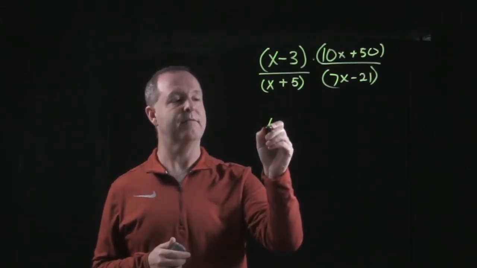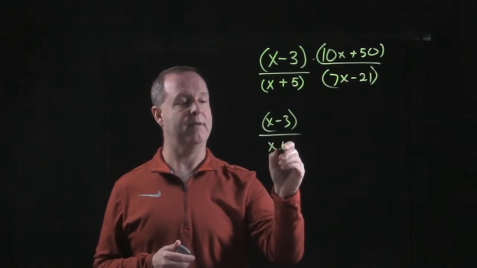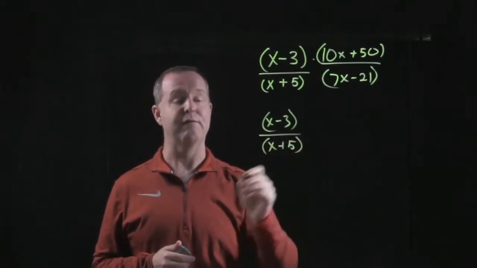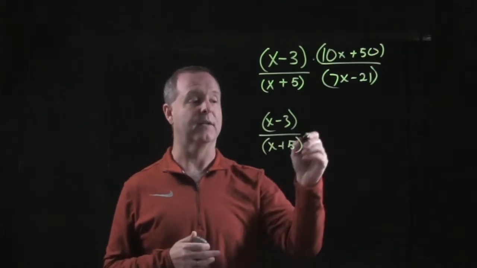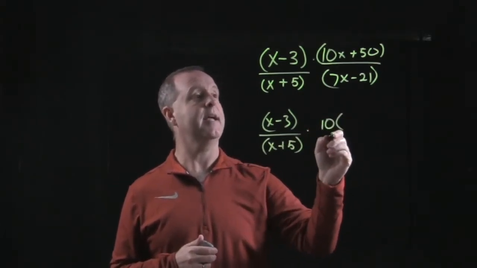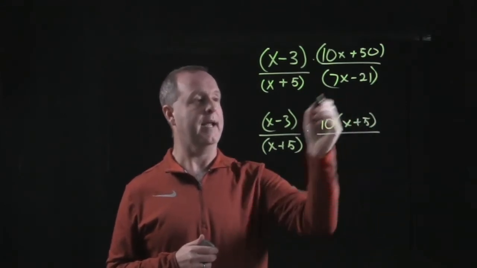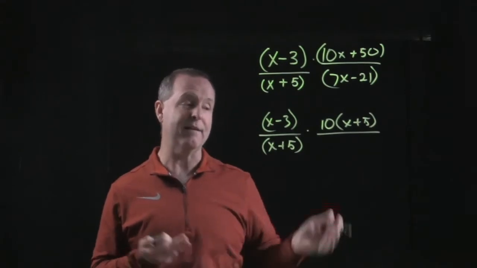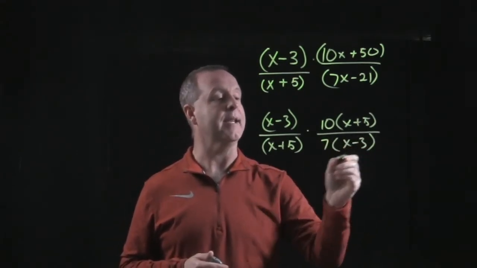x - 3 doesn't factor, so that stays x - 3. x + 5, likewise, does not factor. 10x + 50, however, does factor. That factors into a 10 times x + 5. And the 7x - 21, I can factor out a 7, and I'm left with x - 3 remaining.